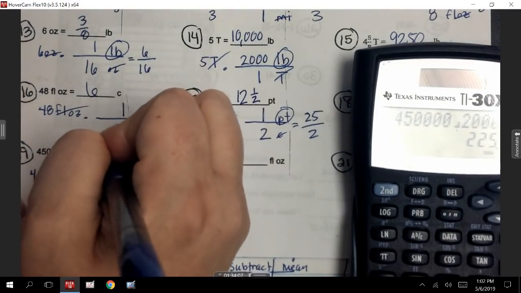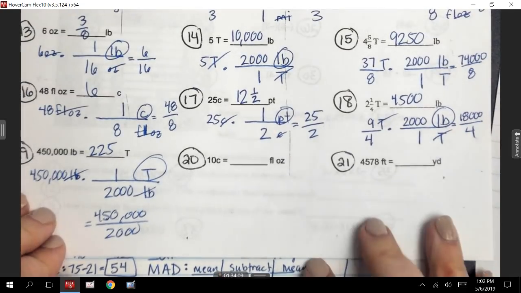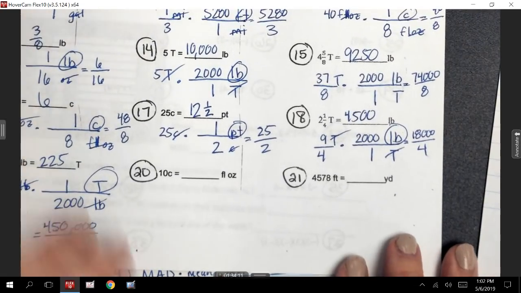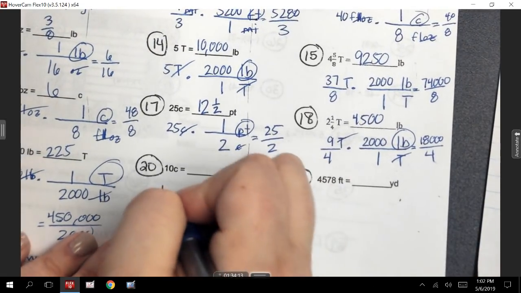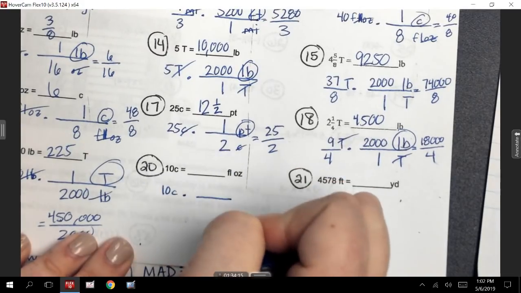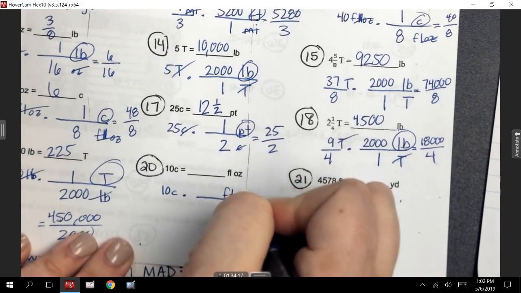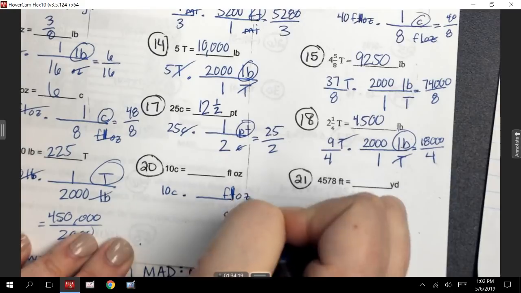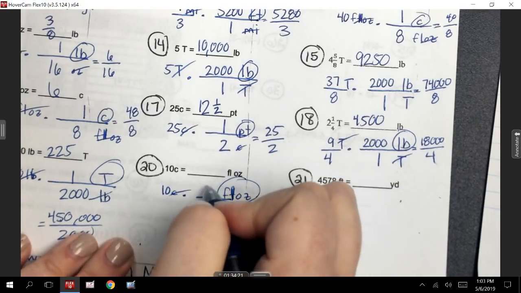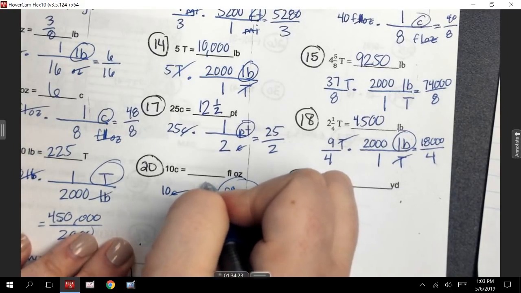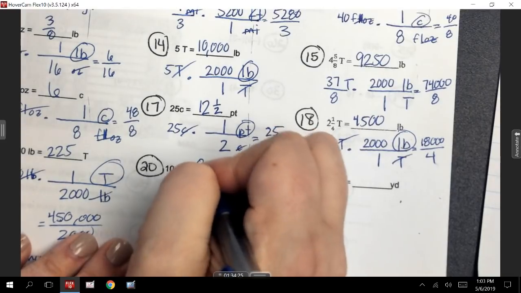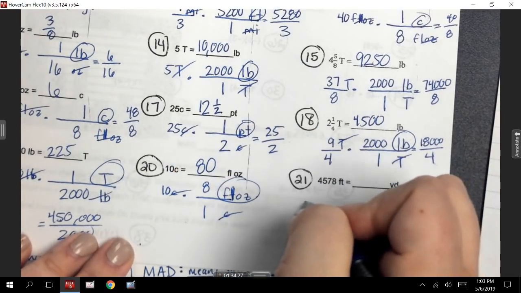All right, on the calculator portion of the test, we're going to use that calculator to help us out where we can. All right, number 20, I have 10 cups times my cups on the bottom, fluid ounces on the top. All right, we know that 1 cup equals 8 fluid ounces, so I end up with 80 there.